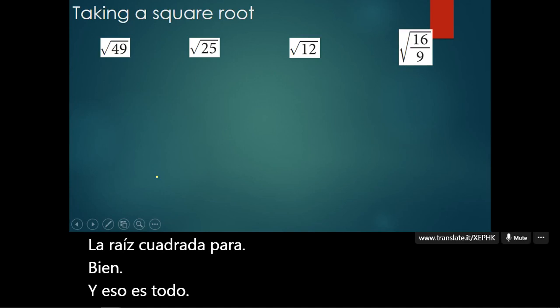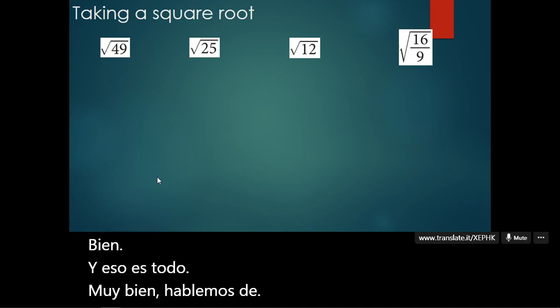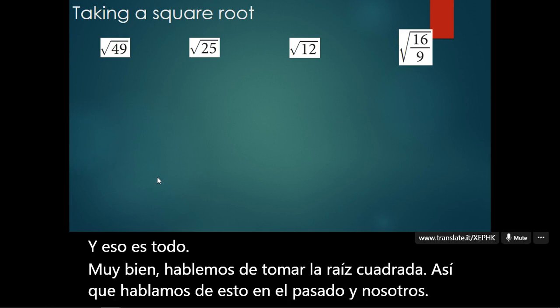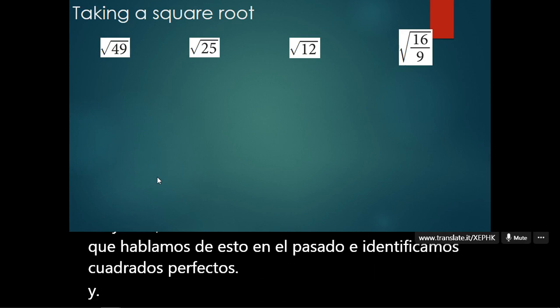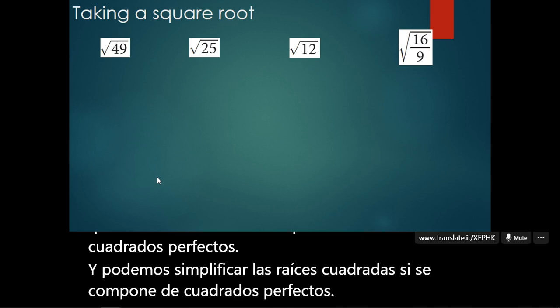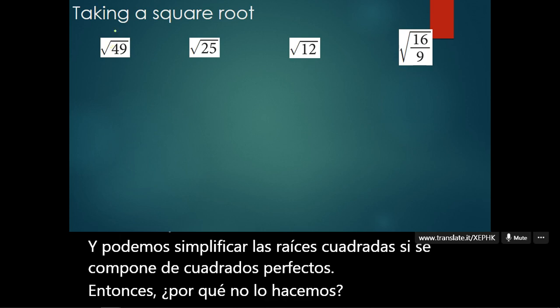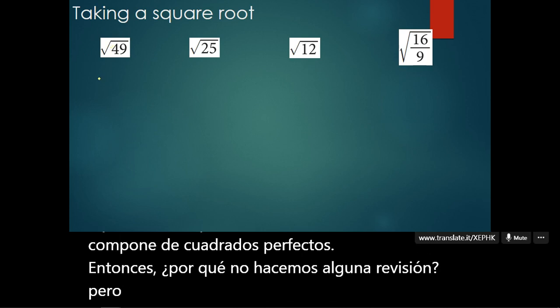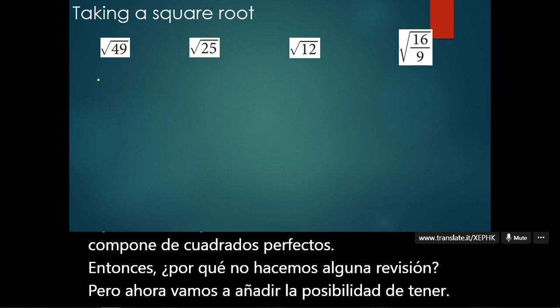All right, let's talk about taking the square root. So we talked about this in the past and we identified perfect squares, and we can simplify the square roots if it's comprised of perfect squares. So why don't we do some review? But now we're going to add in the possibility of having the positive and the negative solution.